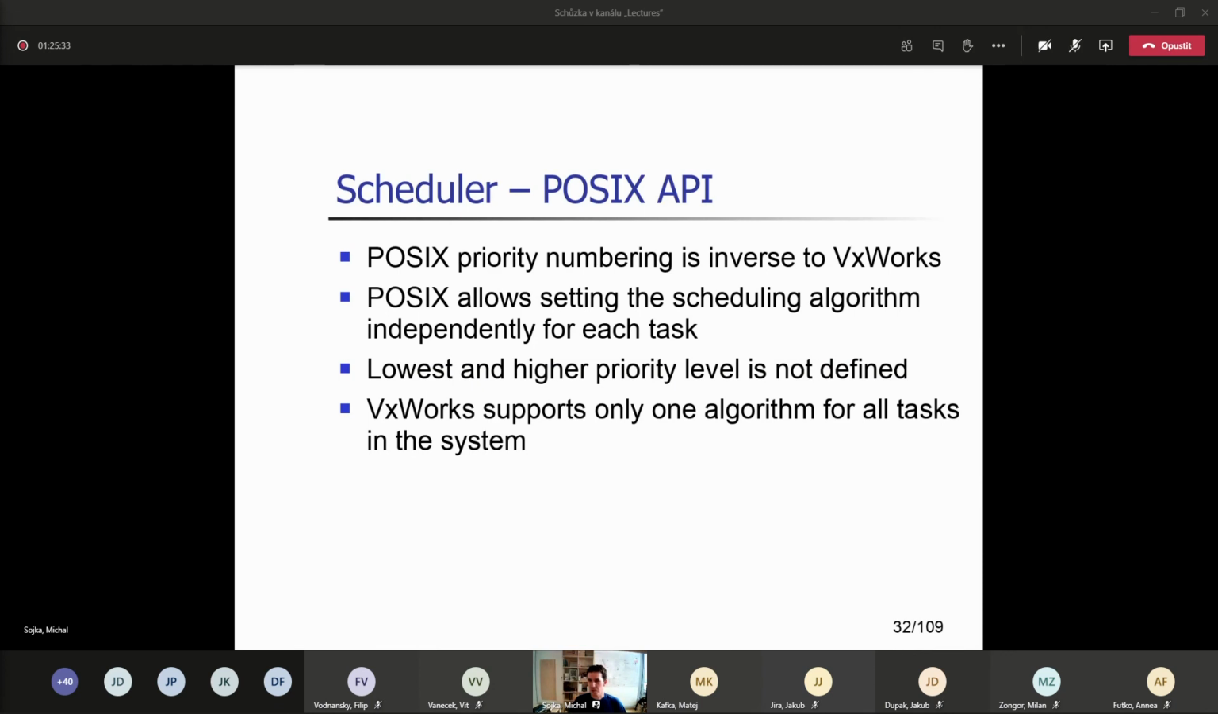Yeah, so POSIX API, about the numbering of priorities, we have already talked about that. In POSIX, different processes can support different schedulers. Under VxWorks, this is one of the few things where VxWorks is not fully compliant to POSIX. Even with the POSIX API, the same scheduler is forced on all the processes. There is simply just one scheduler common to all the processes.